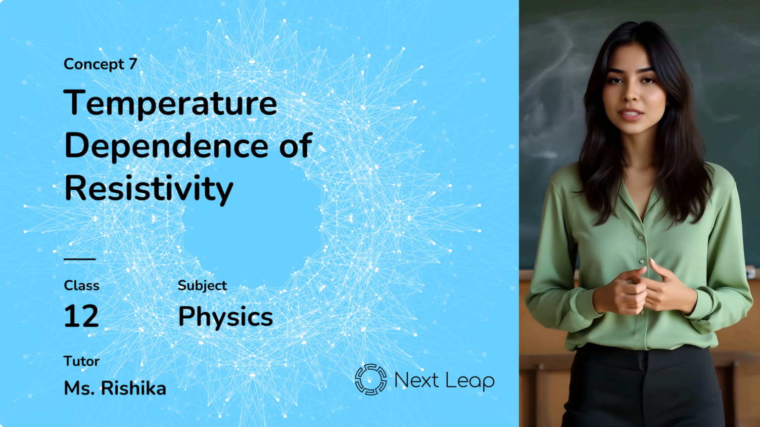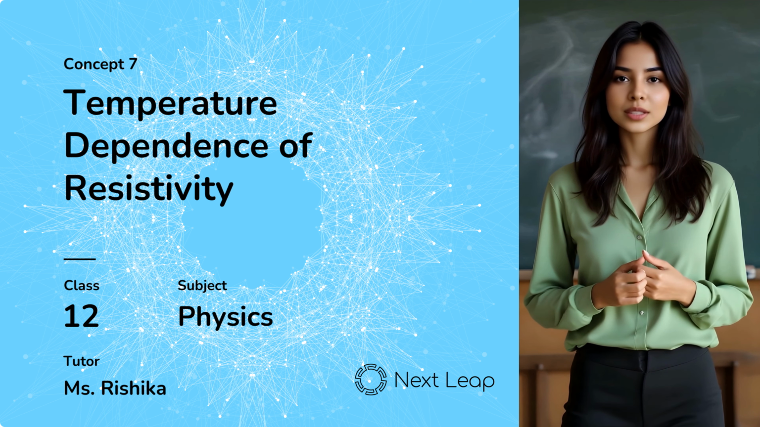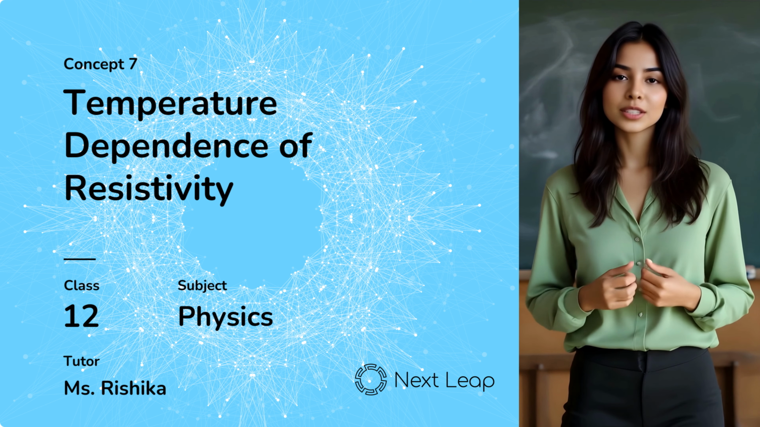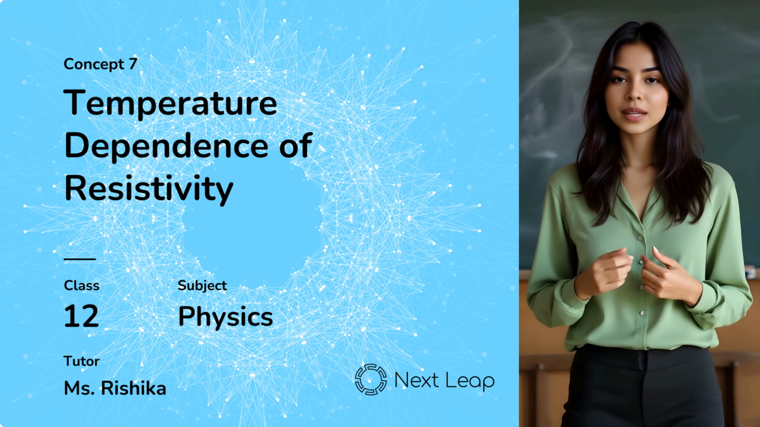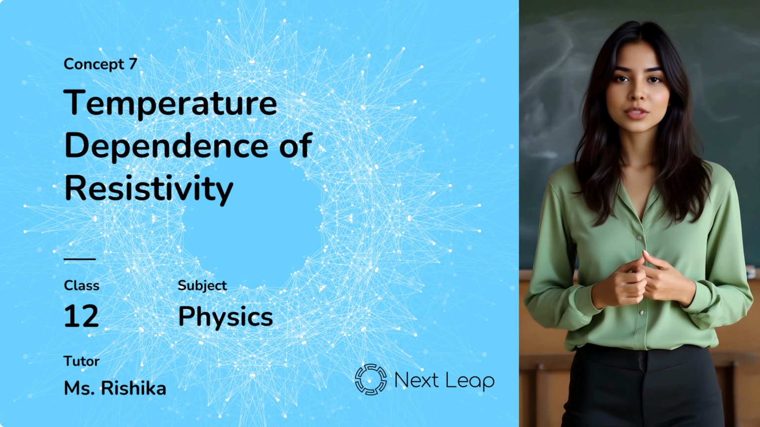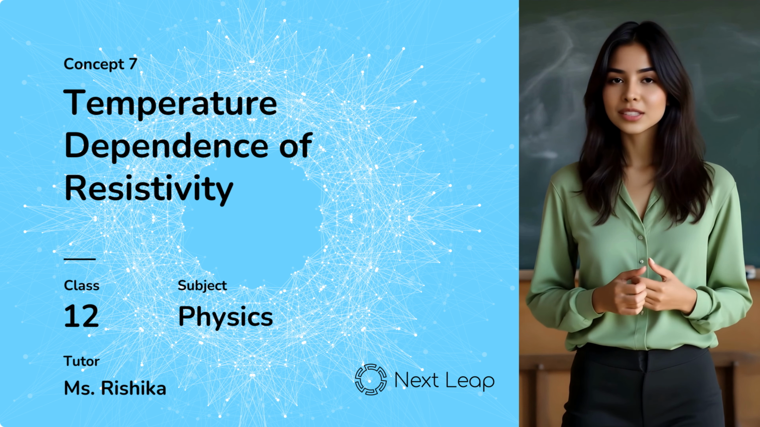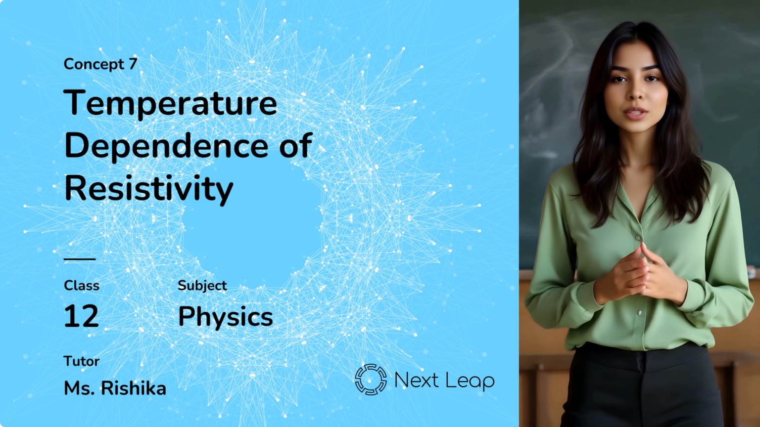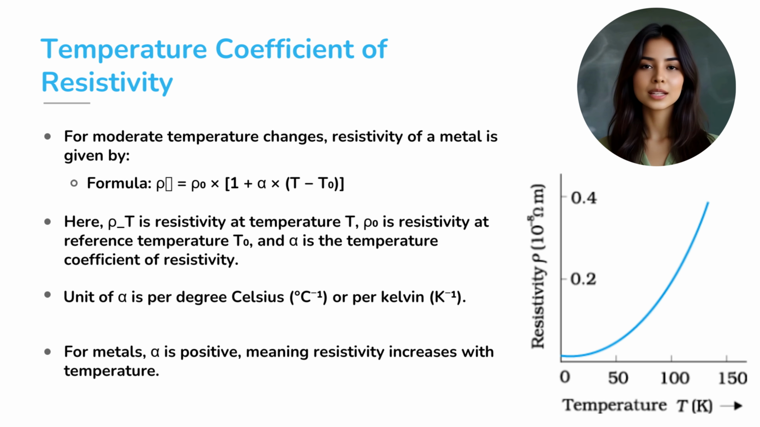For most metals, resistivity increases with temperature. For semiconductors, the opposite happens: resistivity decreases when temperature goes up. In the graph shown, you'll see two different curves, one rising for metals and one falling for semiconductors. That's the key difference. Now let's understand this behavior with an equation.